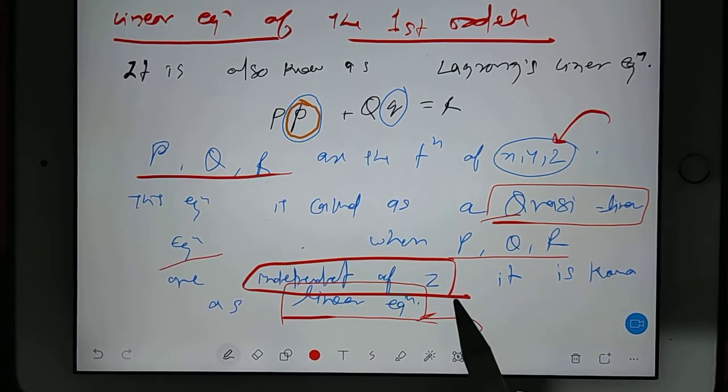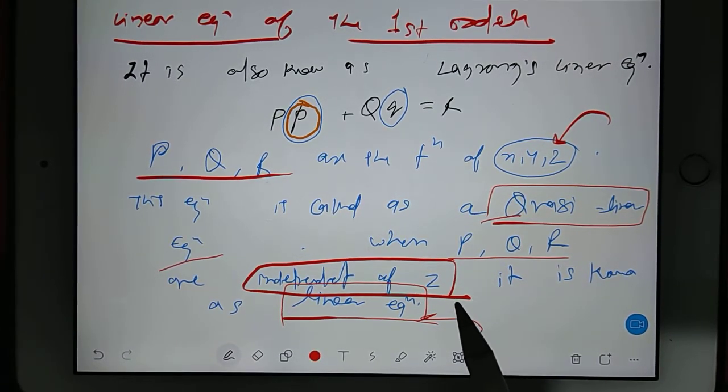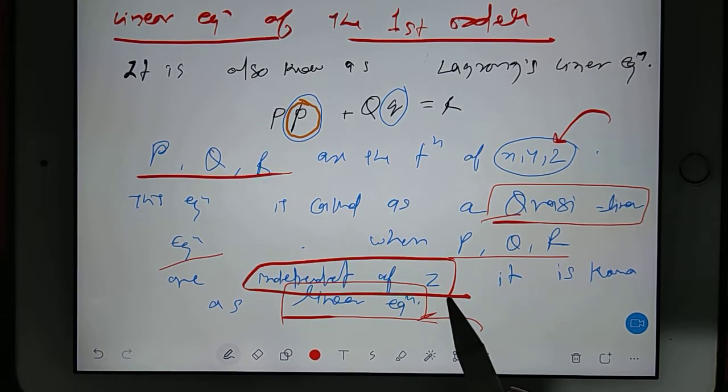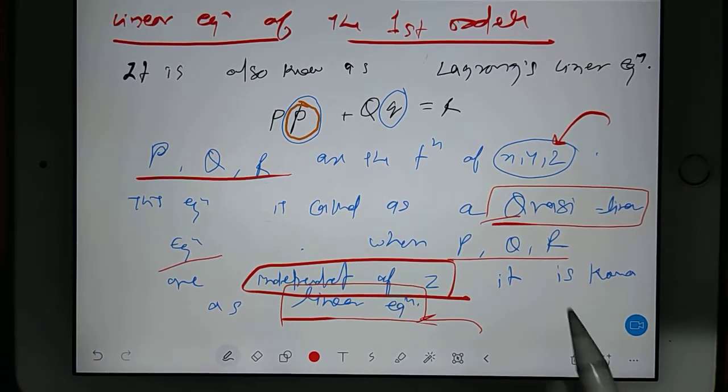So we'll take an example of how to solve these kinds of questions. I will change the page.